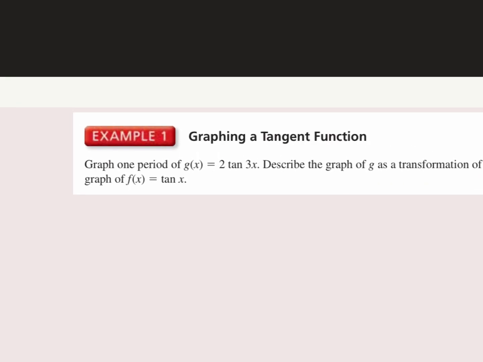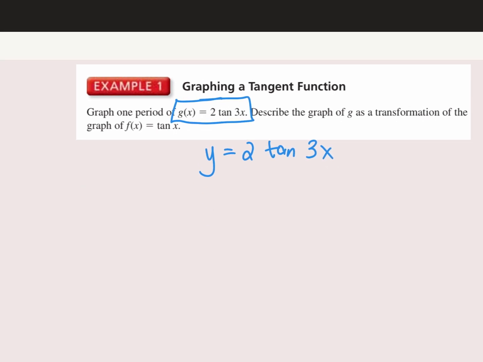All right, we're going to graph this right here. Y equals 2 tan 3x. So the first thing I'm going to do is draw a graph. I'm going to put my 0 right in the middle. What's my amplitude? How high and low is this graph going to go? 2. So up here is positive 2. Down here is negative 2. Everybody with me?